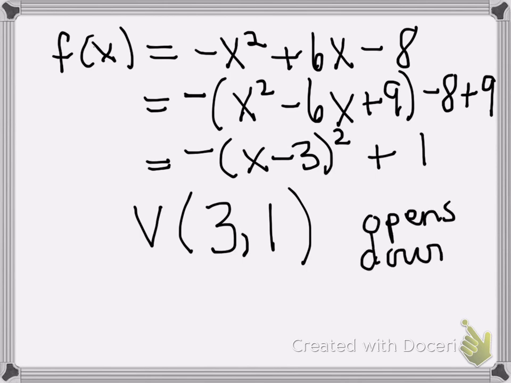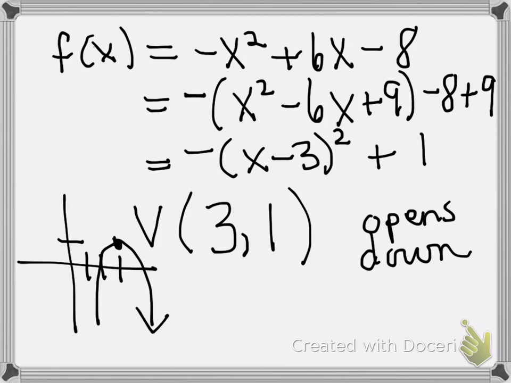Okay. There's no shrink or stretch on this one. You could make a little sketch of it if you needed to. Over 3, up 1. There's your vertex. And you know it's opening down, and it's just kind of a normal width. Now, what we could do is we could also find the x-intercepts on that, so we're going to do that in the next slide.